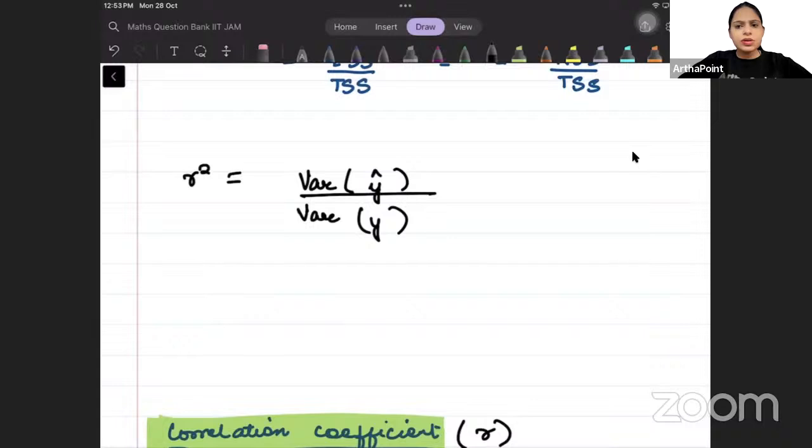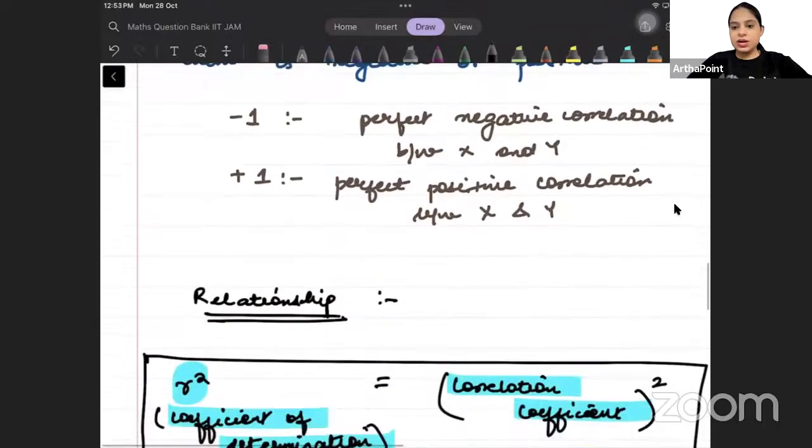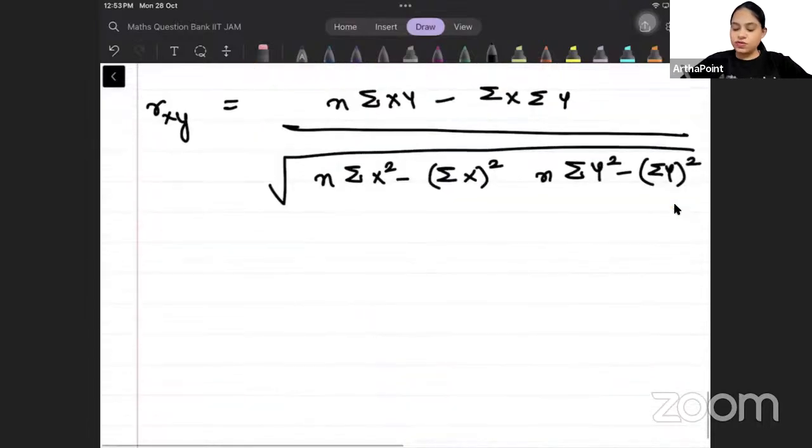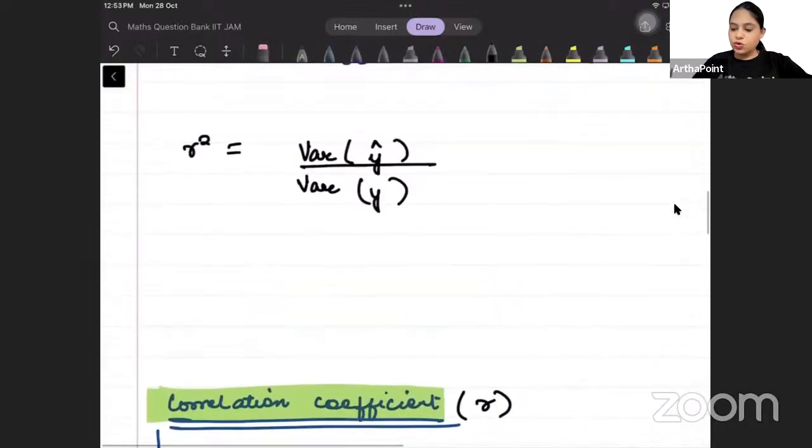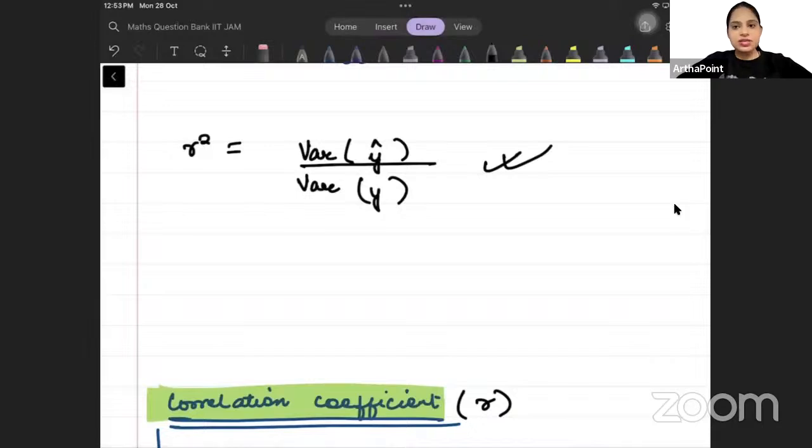Now it's very simple. I am leaving this up to you. You just need to open this up. You need to open R square up. When you open R square up, you will notice that it will come down as square of this thing, right? When you square this and when you open this up, you will get the same answer. And that is what we wanted to prove, right?